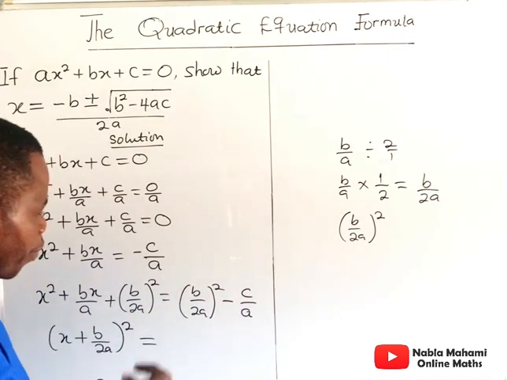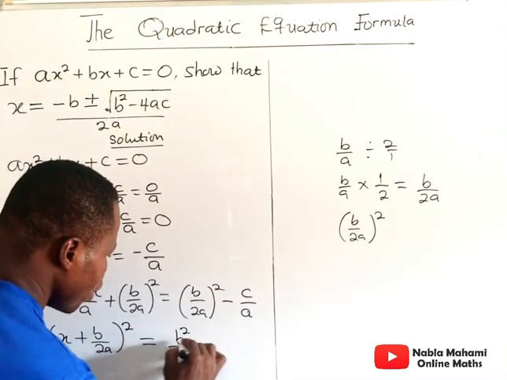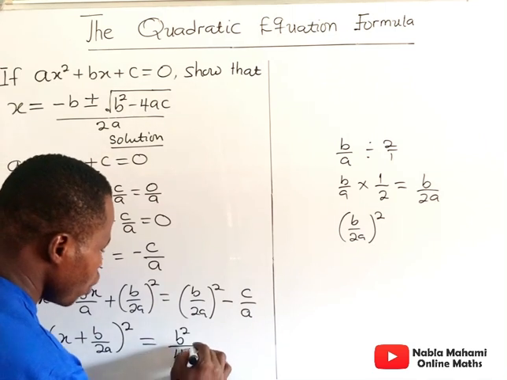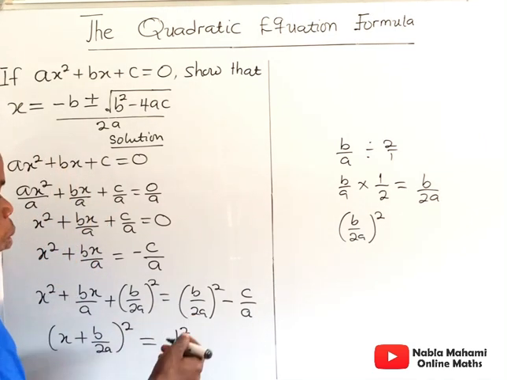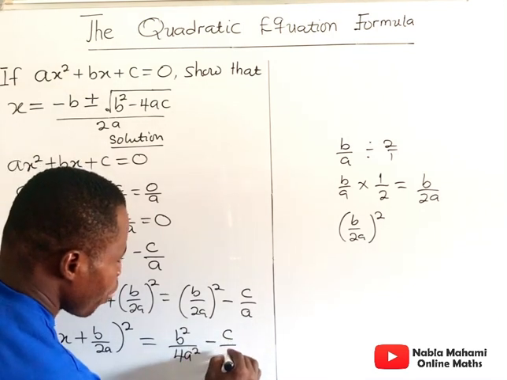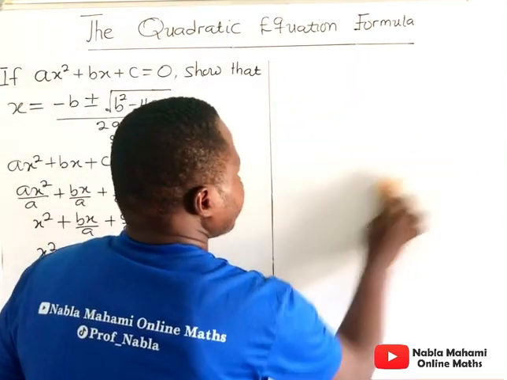Then if I go to the right hand side, I have to simplify. b to the power 2 will give me b squared. 2a all to the power 2 will give me 4a squared, because 2 squared is 4. a squared will be a squared. Minus c over a.